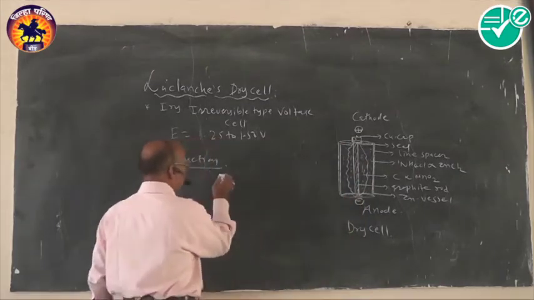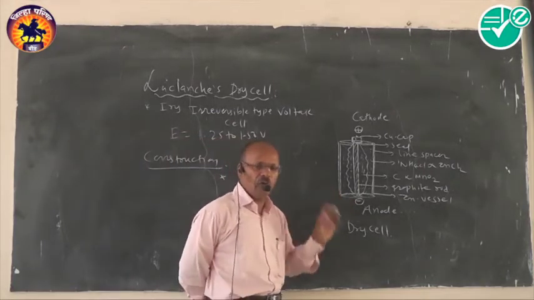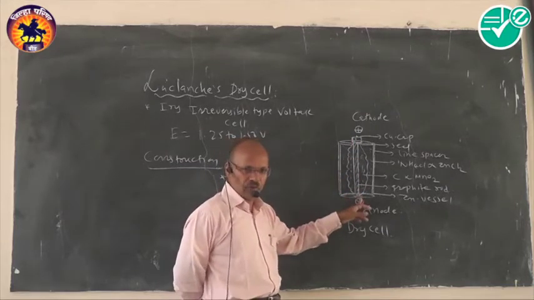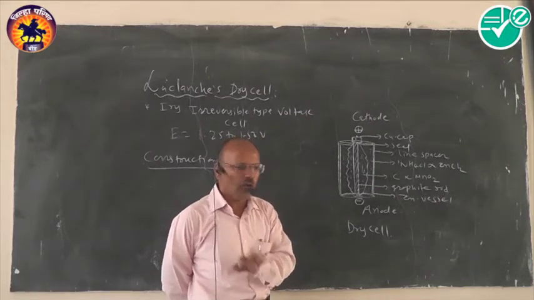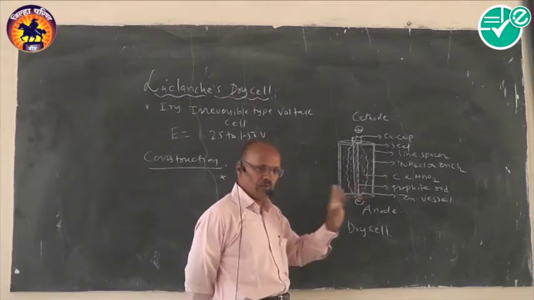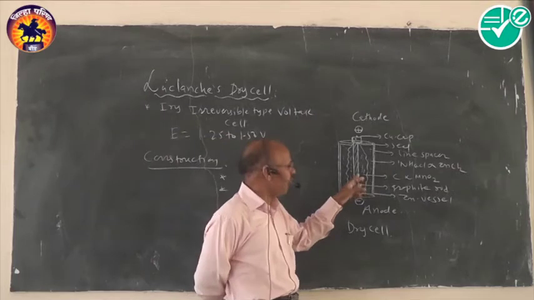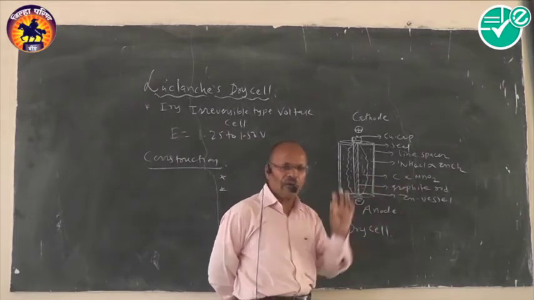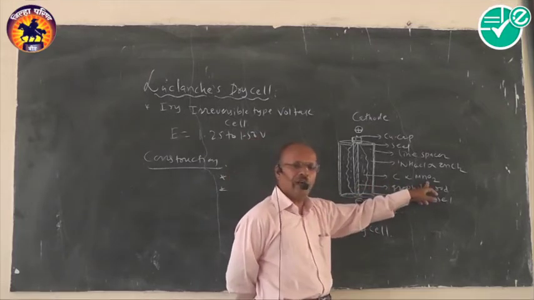At the first, it consists of a cylindrical zinc vessel in which a graphite rod is placed vertically at the middle portion. Number second, around this graphite rod, we place carbon and manganese dioxide powder.